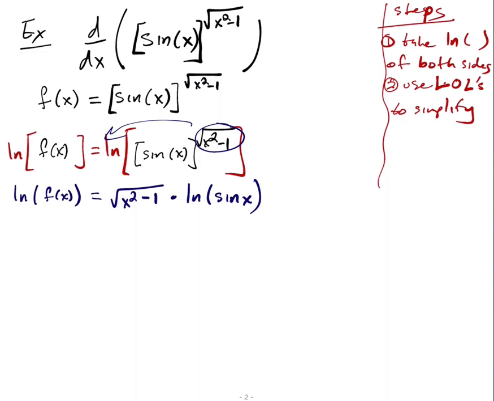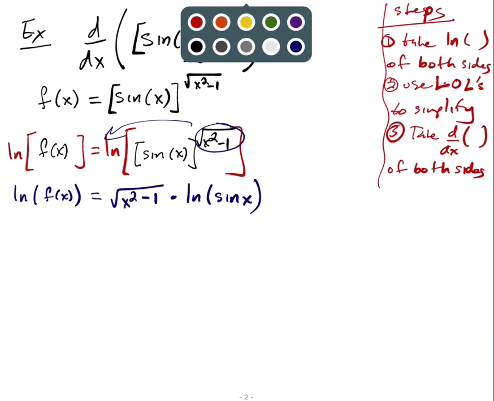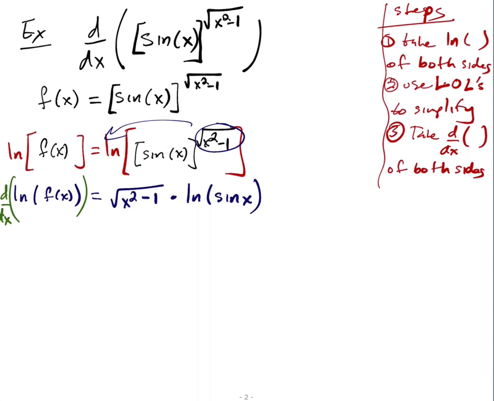Okay, now take a wild guess what step 3 is. You can probably guess. Yep. So take the derivative of both sides, right? And this we know how to do because it's just implicit differentiation, right? So I've done this before, so you take the derivative of both sides. So derivative of the left side, derivative of the right side.